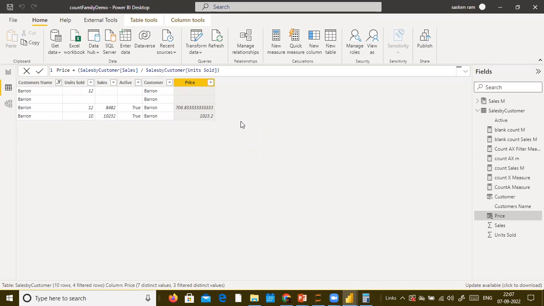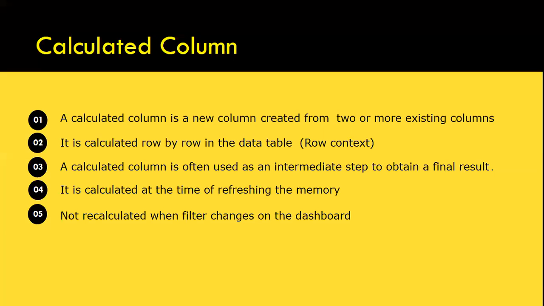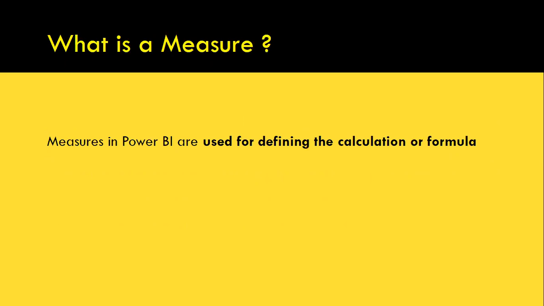So next, hope you understood what a calculated column is. When you create a calculated column, it becomes part of your table itself. You need to remember this one. If you create more than one calculated column, obviously your model size will increase. When you add more calculated columns to your table, it will take more space in your memory. That is one thing you need to keep in mind.